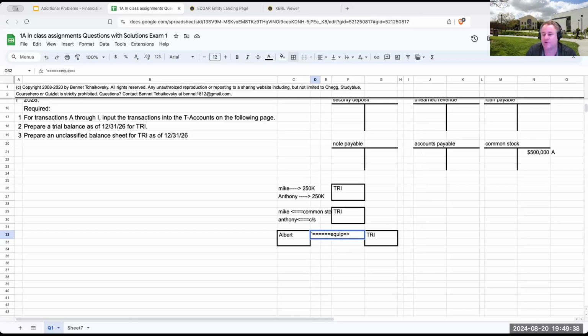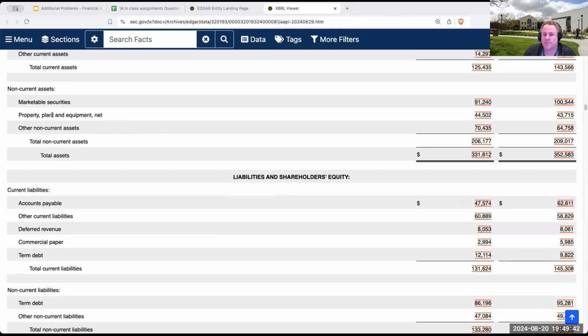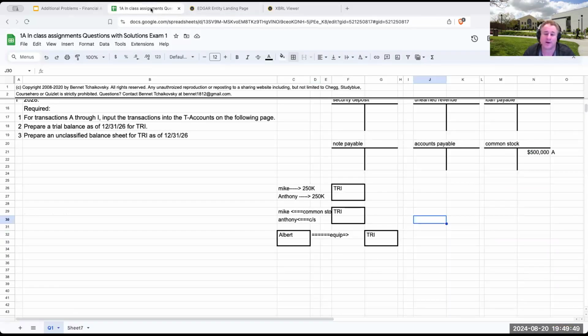What type of account is equipment? Well, equipment is over here, property, plant, and equipment. It's something we're using in our operations, right? So maybe it's going to be exercise equipment to keep those players nice and healthy. This is equipment. Equipment is an asset. It's giving us future economic benefit because we're using it in our operations.